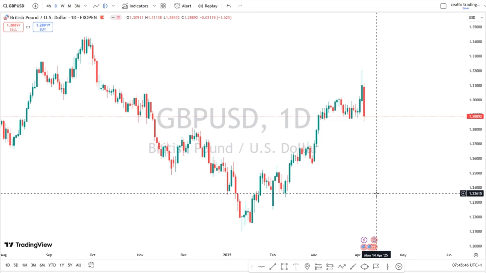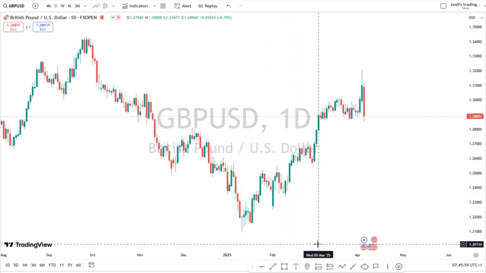This week, we'll be looking at the Great British Pound USD, Euro USD, DXY, Australia USD, USDJPY, and gold. So we'll be starting with the Great British Pound USD. On my daily chart, the Great British Pound USD still has an uptrend structure.